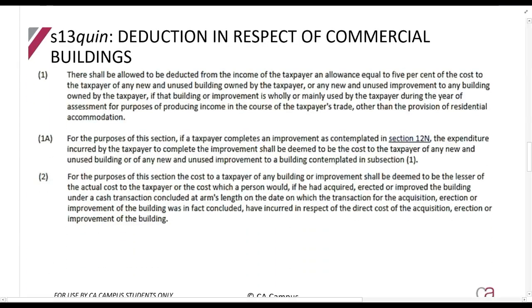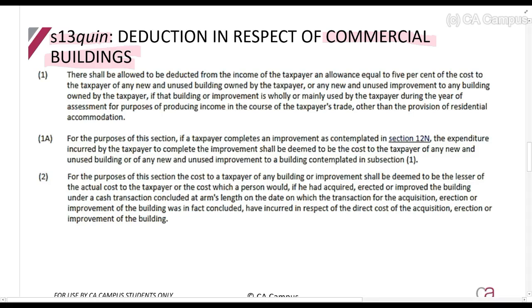Now we're looking at section 13quin. Section 13quin applies to commercial buildings. Now guys, commercial buildings are buildings which are used for your business. So like an office building or a warehouse. It is not buildings that are used for the process of manufacturing.